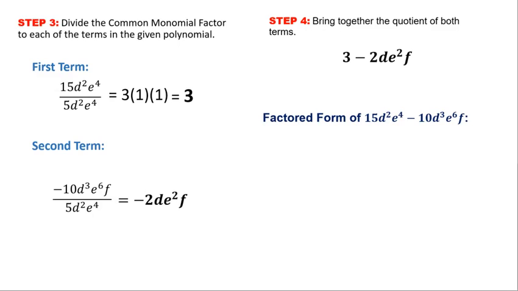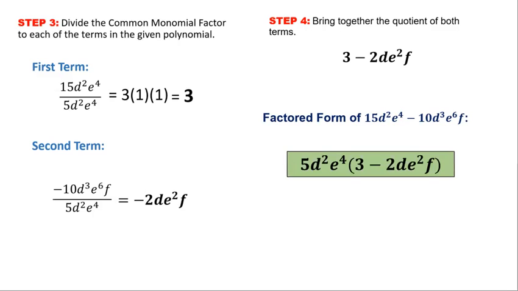So the factored form of our given polynomial is 5d squared e to the power of 4 times the quantity of 3 minus 2d squared f. That is our final answer. Now let us have our second and last example.